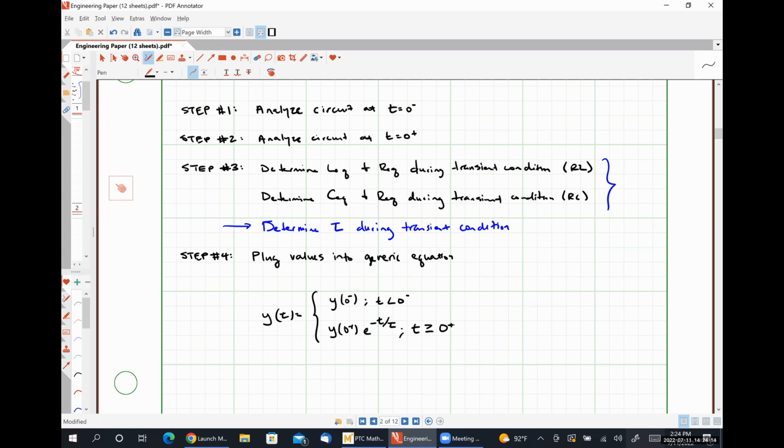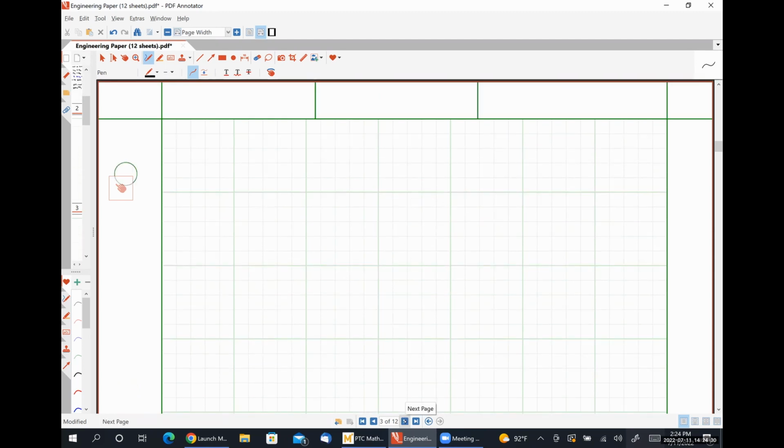So this is our updated methodology. Okay, we're about to make another update to it, but to illustrate why it's necessary, I want to look at a problem. So we're now going to talk about what's called the total response of first order circuits.